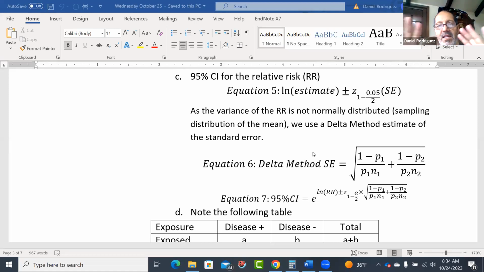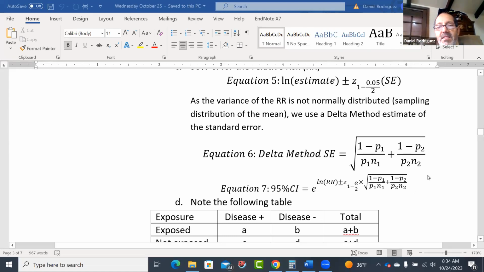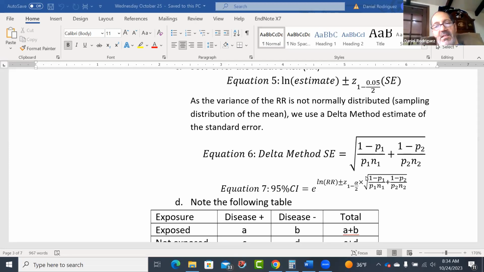If you don't know what that means, it's okay. Just follow what I'm doing here, okay? So we have to make some kind of a conversion, and we call this the delta method standard error. Again, if you don't want to care about that stuff, just think about plugging in the numbers here and you're good. So our delta method standard error is 1 minus the probability. The probability is basically what we calculated when we calculated the risk, right?